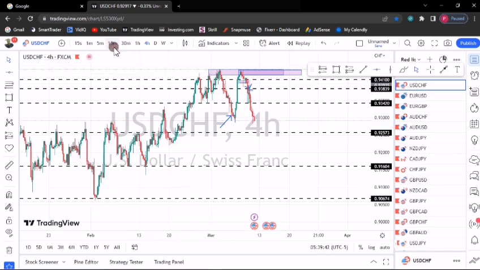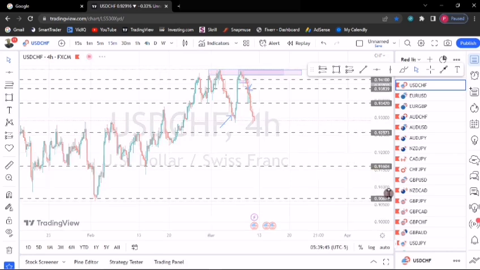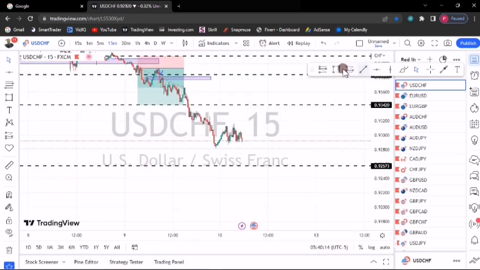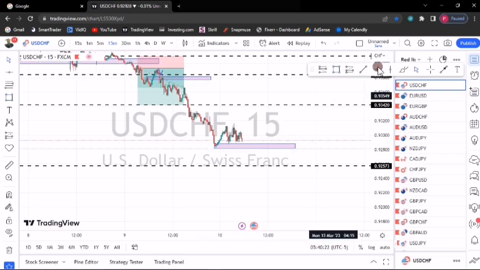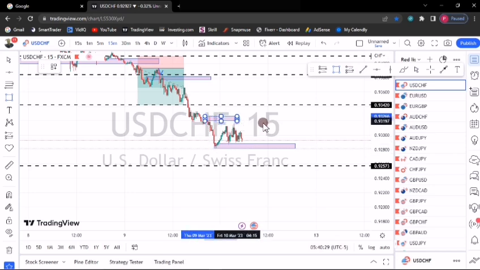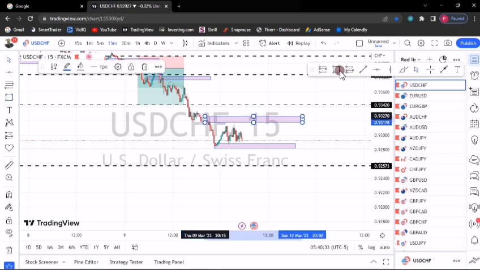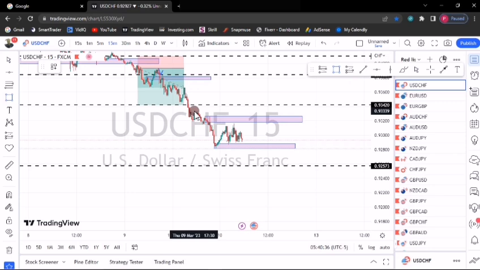I break it down to the 15-minute time frame. So when I get here, I mark the lowest point. The lowest point is this, and that lowest point began somewhere right here at this week. One can even also use this as the point where the downward movement began.